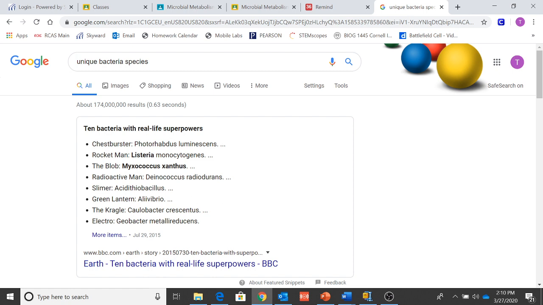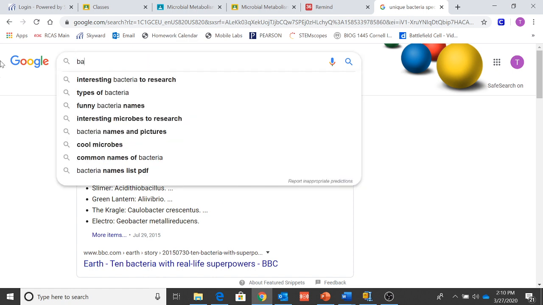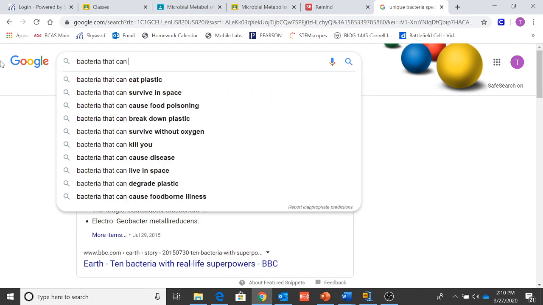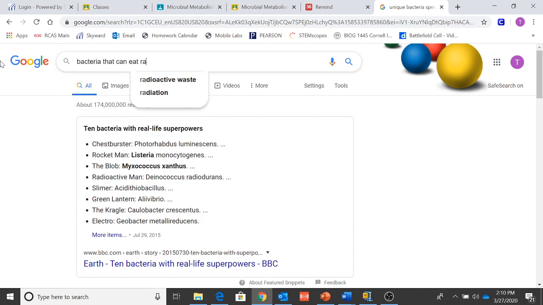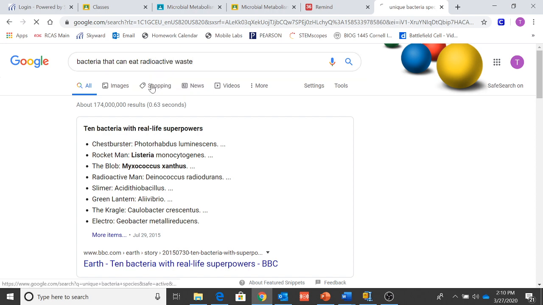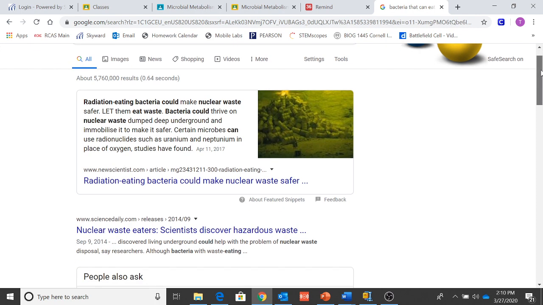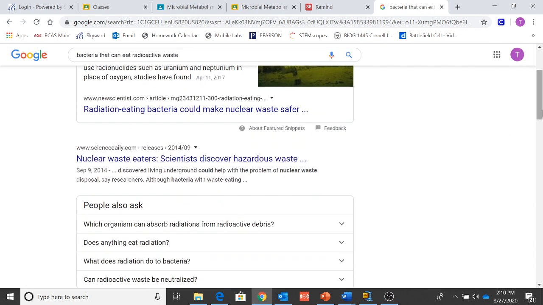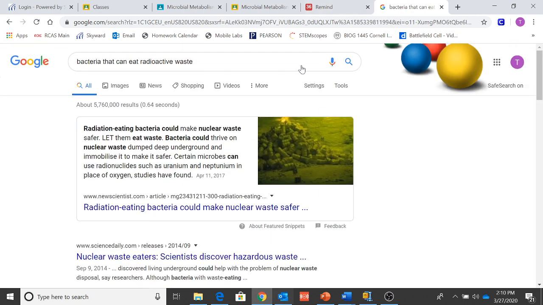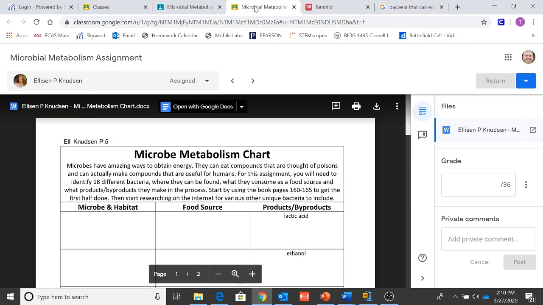I was reading about bacteria that can eat radioactive material, radioactive waste. Right? This is an interesting new type of find that they're finding out that a bacteria can actually break down nuclear waste, which is a huge deal because it's really tough to store nuclear waste once you're done using it for nuclear energy. That's a big deal.